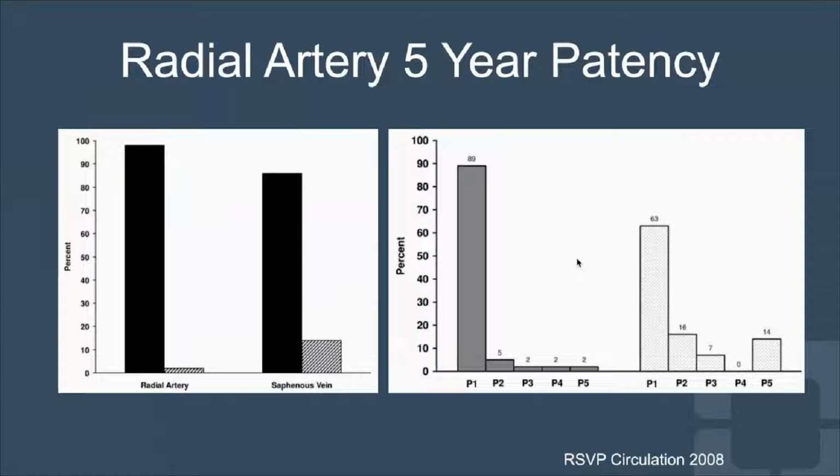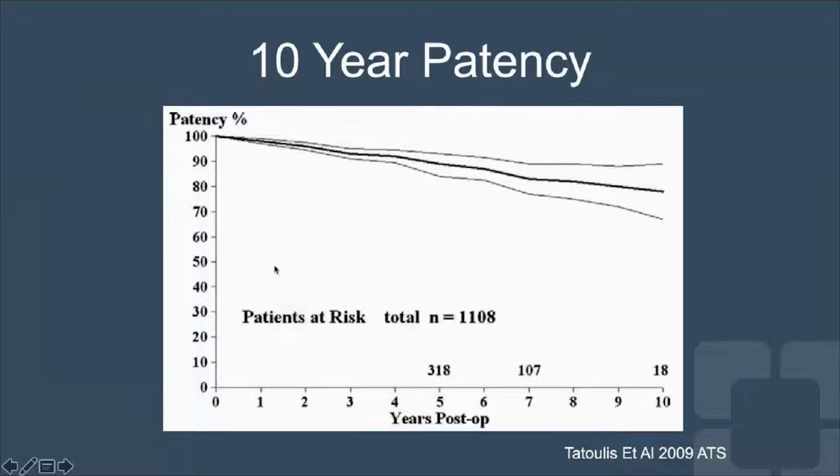In the RSVP study published in Circulation, you can see that the radial artery had a patency rate that was superior to that of the saphenous vein. And the 10-year patency of a radial artery tends to be about 80%.